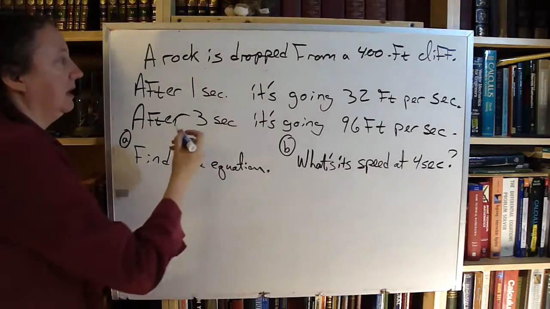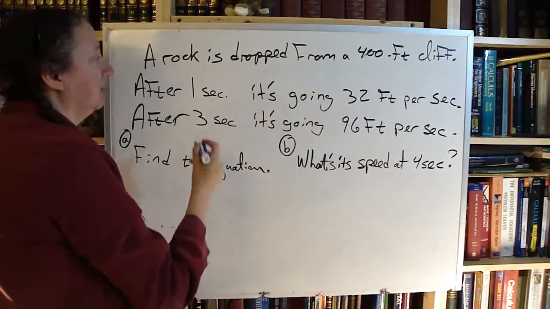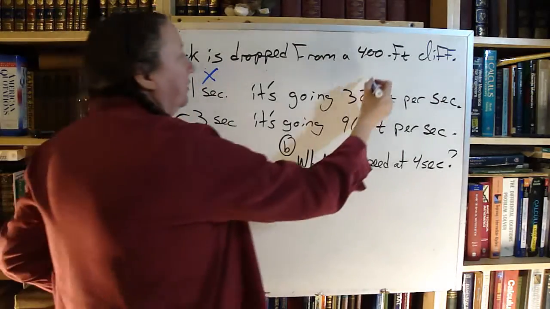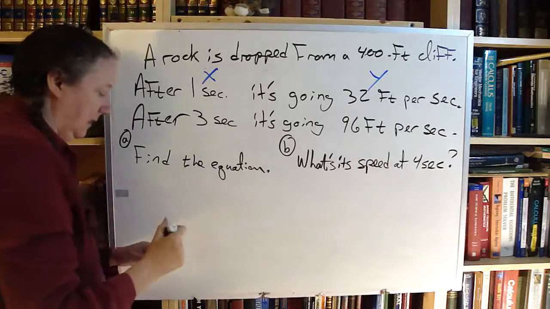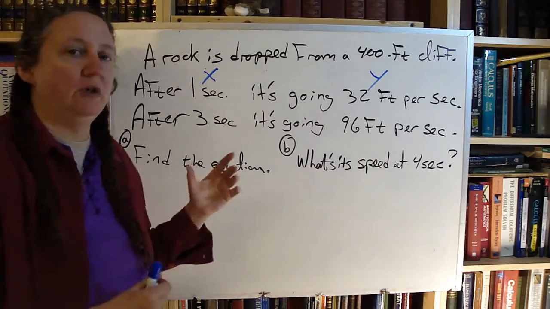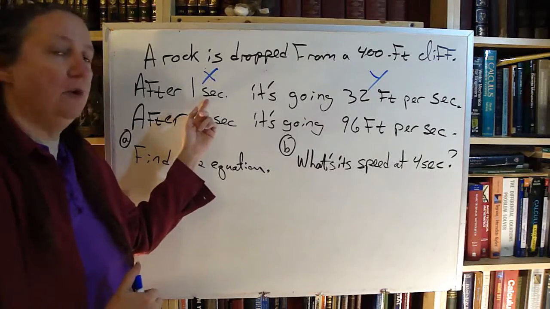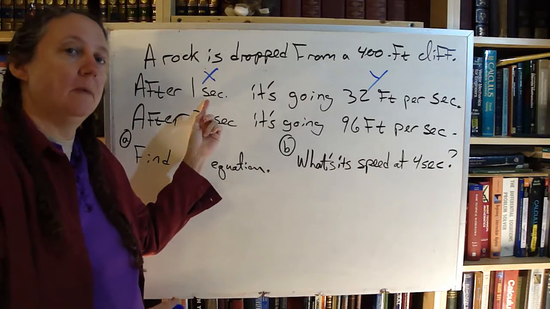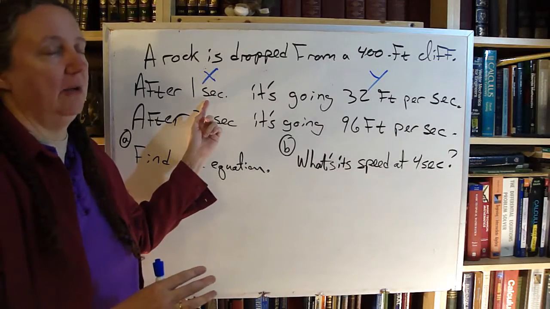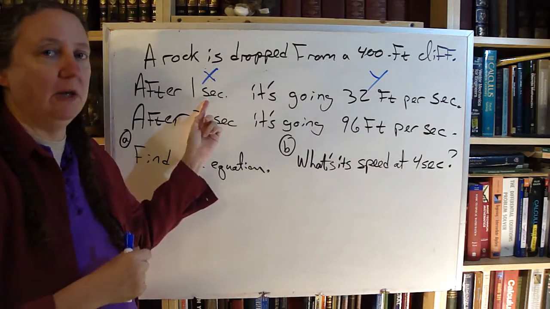So after 1 second, it's going 32 feet per second. So this is going to be my x here, and this is going to be my y. Anytime that you have a choice of which one to make the x and which one to make the y, if you have time listed, time is going to be your x. 99% of the time, time is going to be the x.